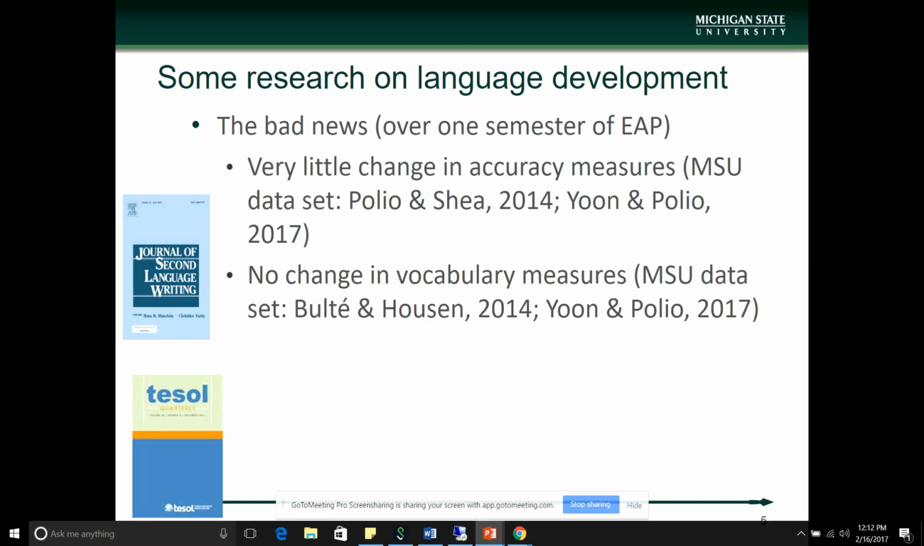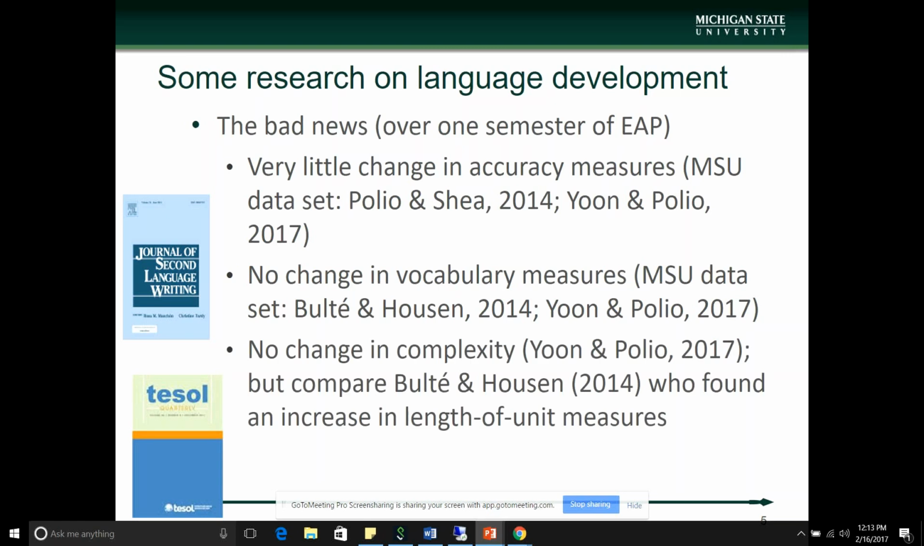In our second study, Yoon and Polio, we also found no change in vocabulary. So now we're talking about two different yet similar data sets over the course of a semester in EAP or upper level IEP classes, where we weren't finding any change in these so-called objective measures. If you look at complexity measures, our study found no change over the course of a semester. Bulte and Housen found a little bit of change over the course of a semester.